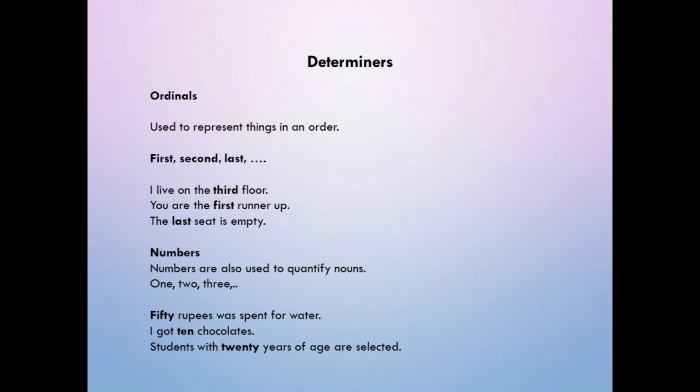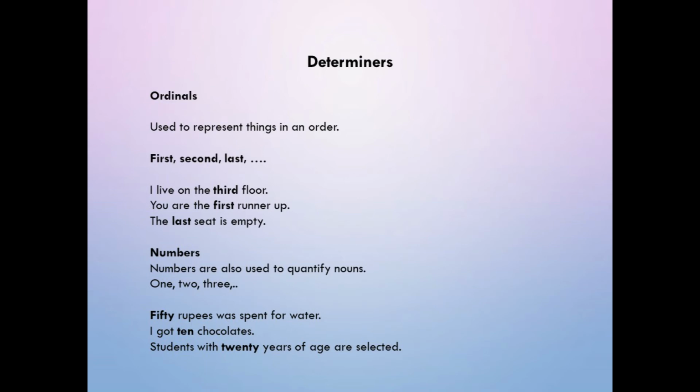Numbers are also used to quantify nouns. We use numbers to mention quantity. So if I say 50 rupees was spent for water, in the sentence the word 50 is the determiner.